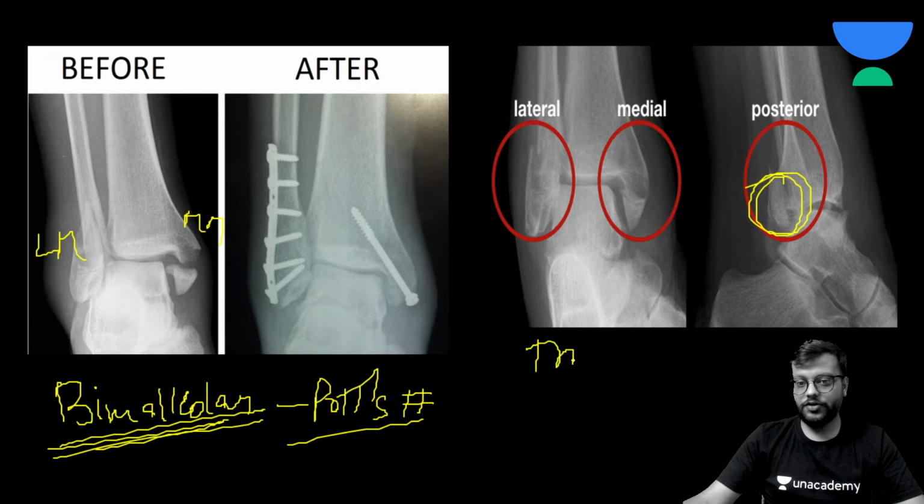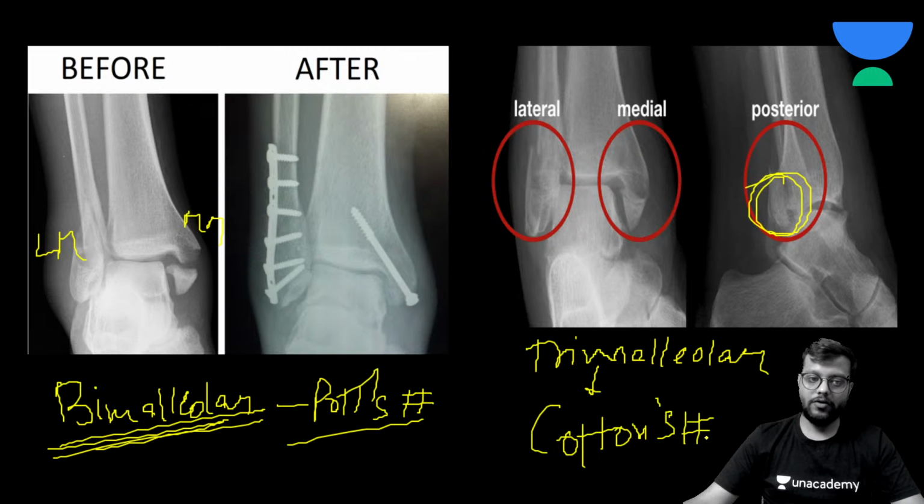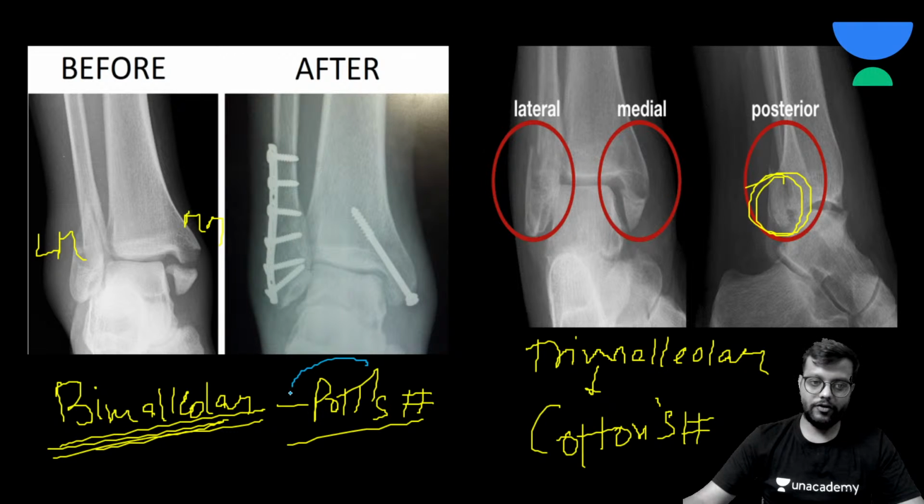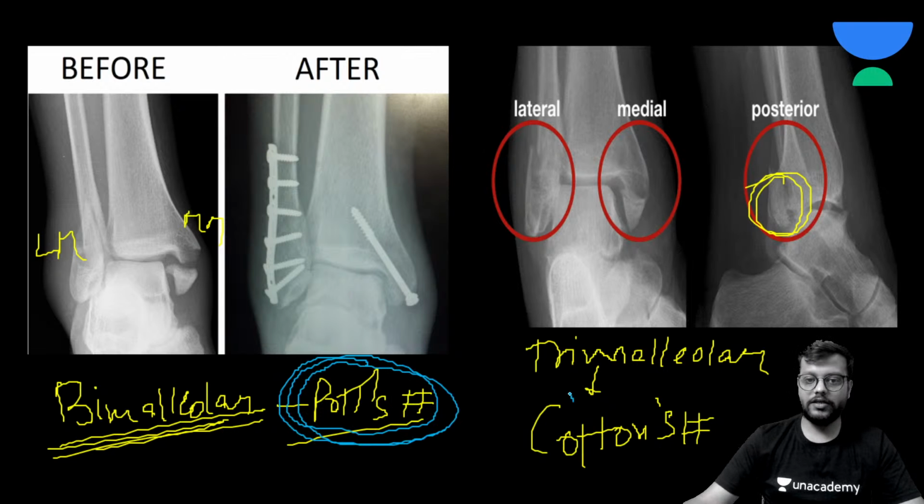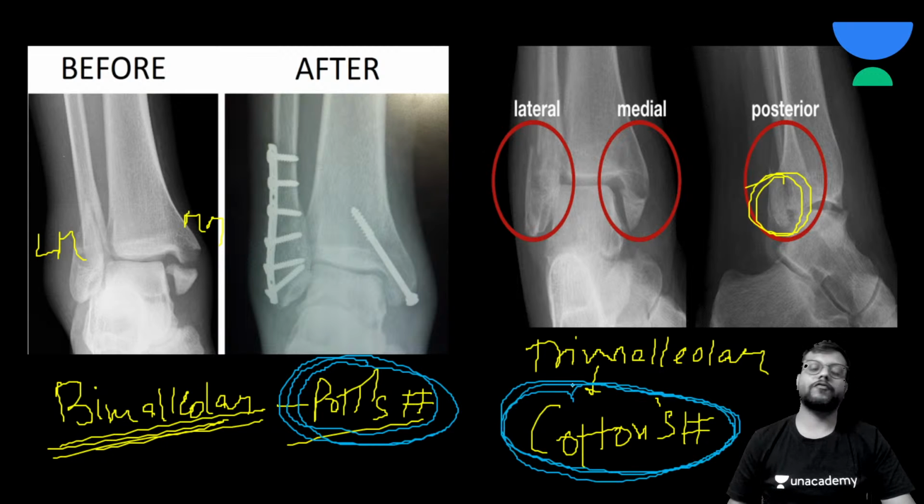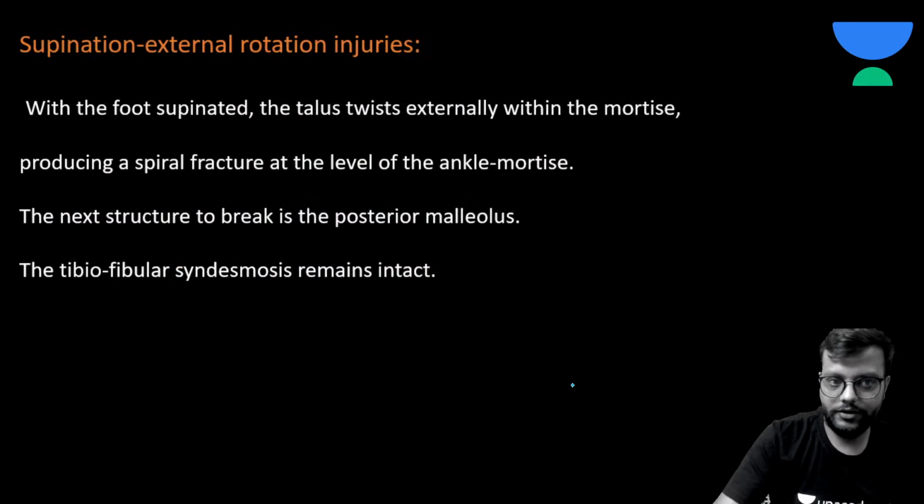And if it is trimalleolar, all the three malleoli, it is called as Cotton's fracture. Okay, then it is called as Cotton's fracture. Very important for your NEET PG also. X-rays या questions या which option is wrong, which of the following is correct, उसमें ये fractures generally आते हैं. Okay, so it is important.